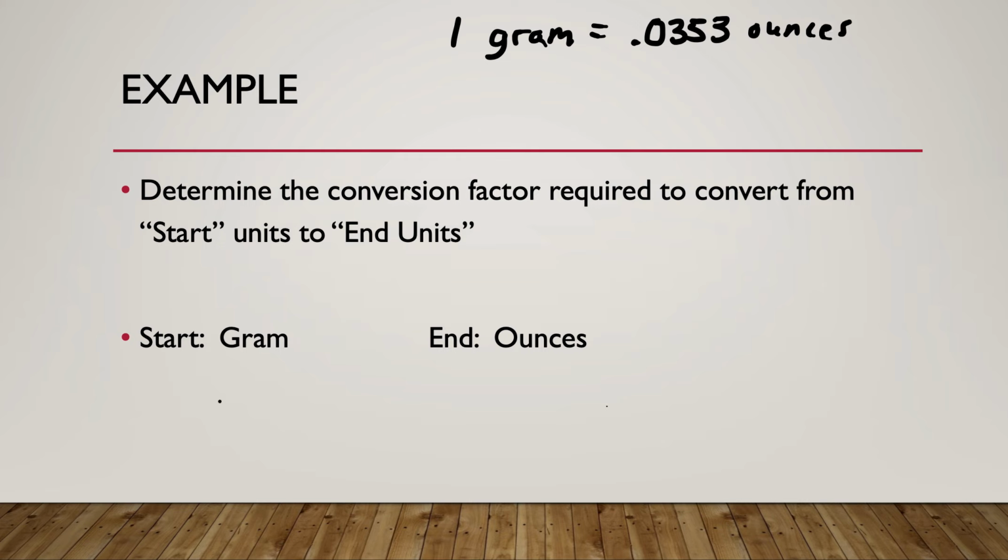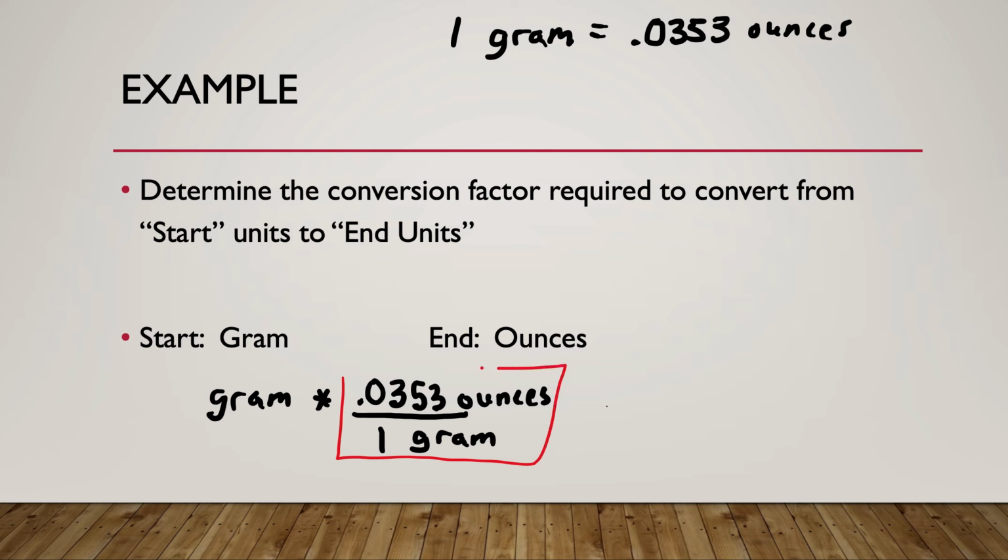Okay, so I'm starting with grams. So what do I know for my conversion factor? I know that grams needs to be on the bottom so that the gram will cancel out. All right, so let's look at our units now. So we've got a 1 for the gram. And then for ounces, we'll put that on the top. That's going to be 0.0353. All right, and they just want the conversion factor, so that's this. And again, you can see that the grams will cancel out when you do the multiplication, and you'll end up with ounces.